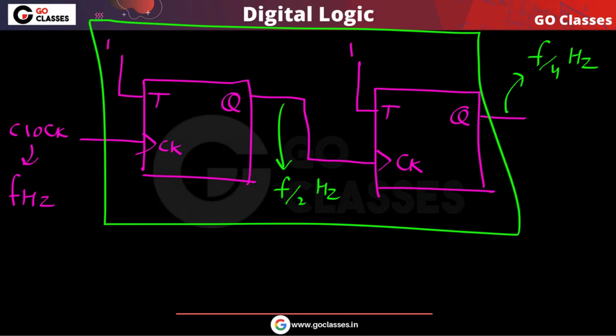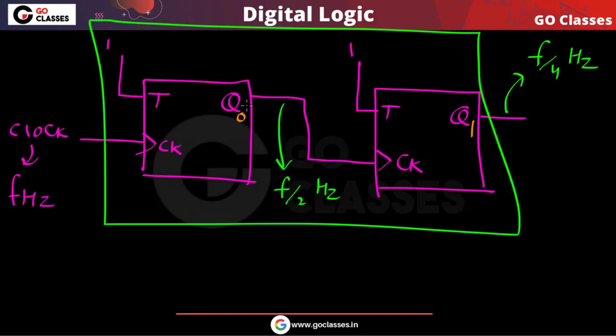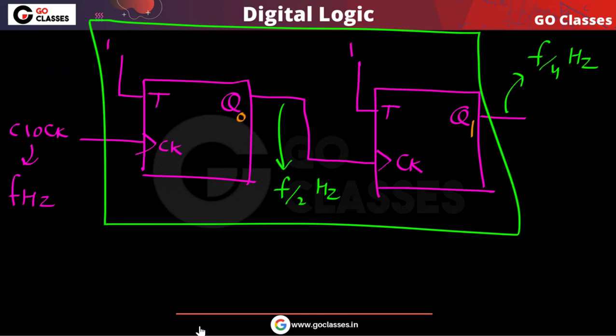Now let's see the timing diagram also. Let's assume this is the clock signal, this is the clock waveform. Now what will be Q0? Let's assume this is the output Q0, and this is the output Q1. What will be the waveform for Q0, and what will be the waveform for Q1? Let's check it out. You can see here that both these T flip-flops are positive edge triggered flip-flops.